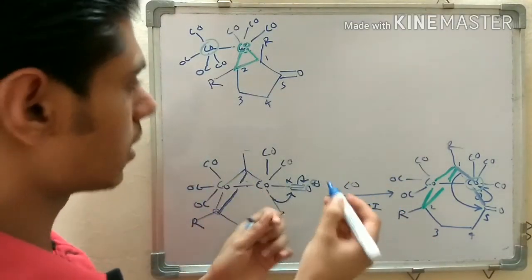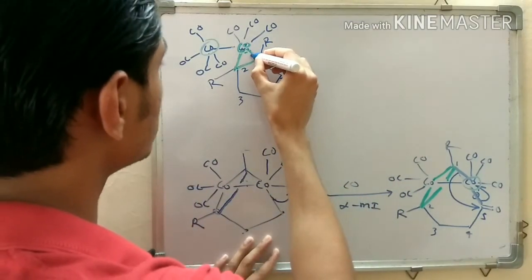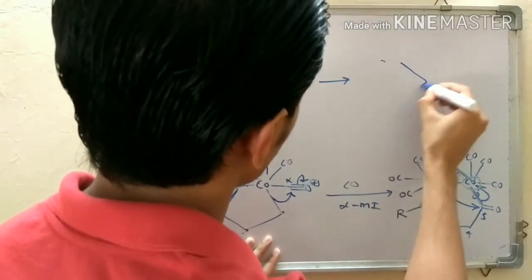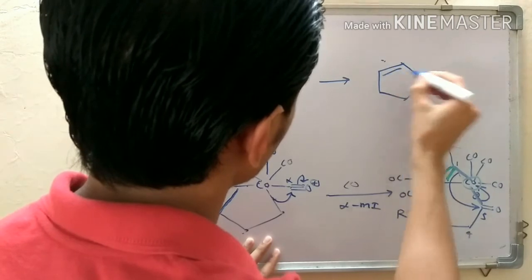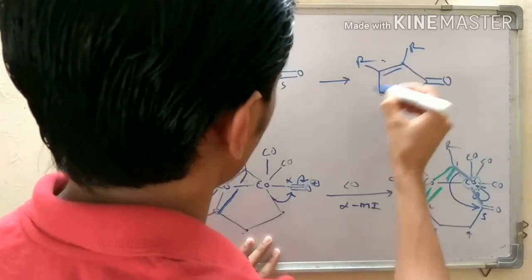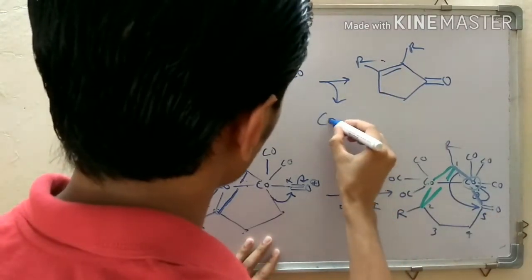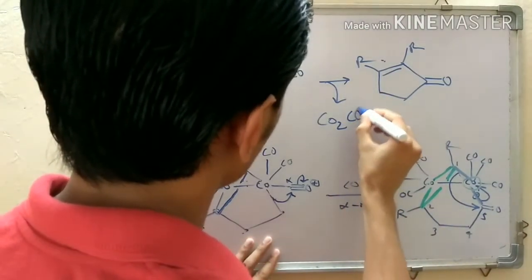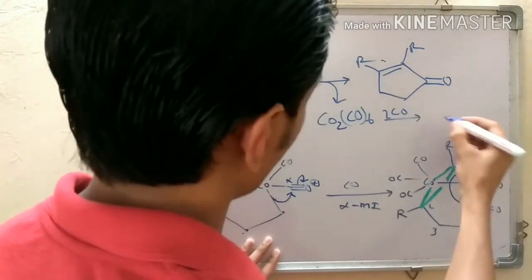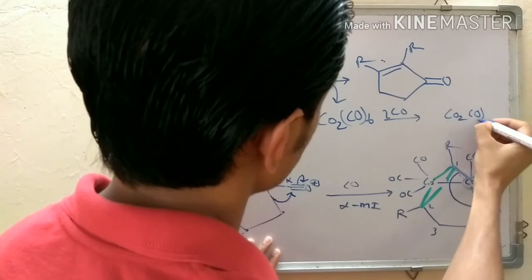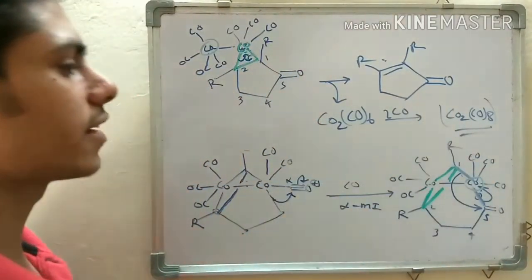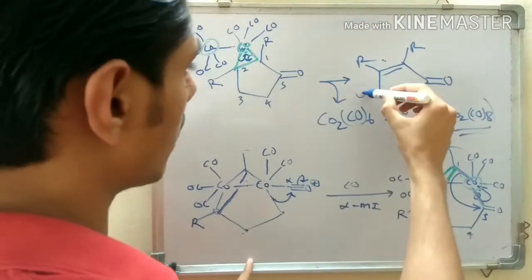Now again a reductive elimination can occur, and that is this. So out of this you will get this compound, and now you get back your Co2(CO)6, but it can later take up carbonyl to form Co2(CO)8, which is your starting material. So it is a catalyst because it is regenerated after the reaction, and you will get this product.